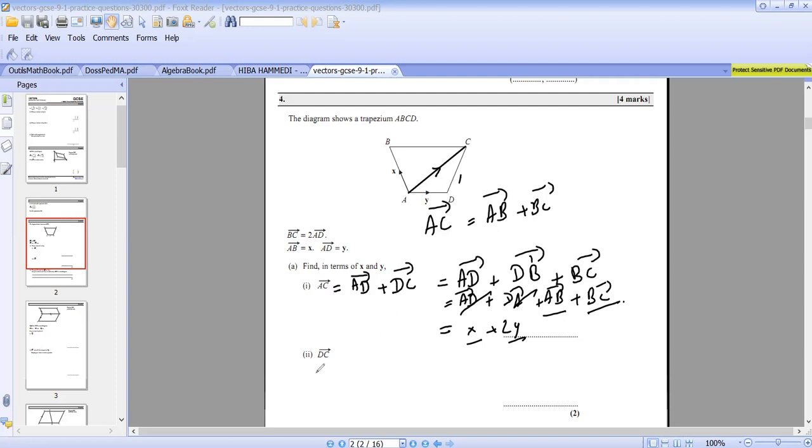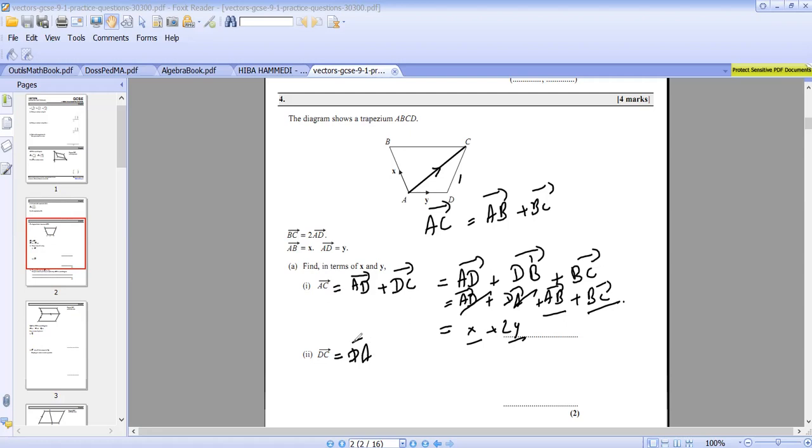Yeah, right. So what about DC? This vector DC. Well, maybe I need to introduce, well, let's try to introduce the B. If I introduce the B there, I will have DB plus BC. And DB, I can write it in a different way. So DB plus, maybe I need to introduce the A directly. Yeah, I will introduce the A directly.